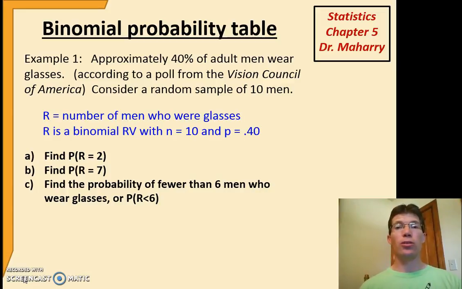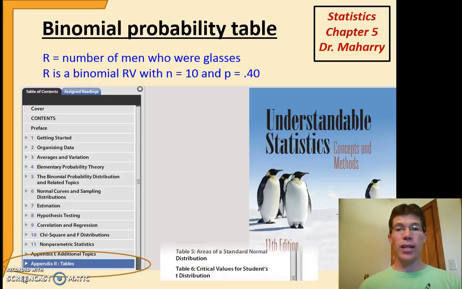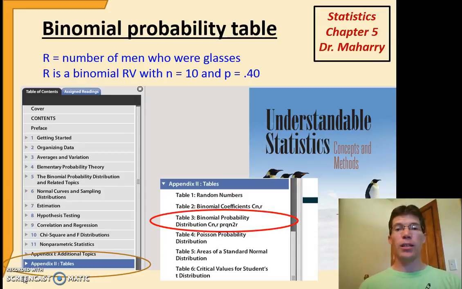So suppose we ask some probabilities. What's the probability that 2 of these 10 men wear glasses? Or 7 of these 10 men wear glasses? Or fewer than 6 of these men wear glasses? So rather than use the formula, let's go to our binomial table. If you go to your textbook and down to the appendices, there's a link for tables, and we're specifically going to look at the binomial probability distribution, which gives us the probabilities for a binomial random variable.